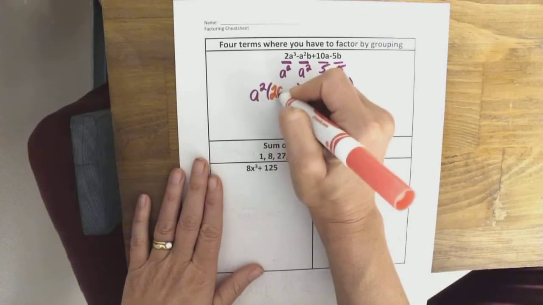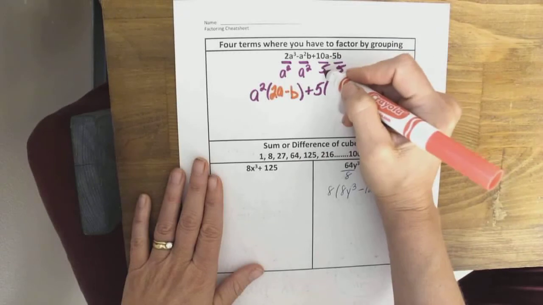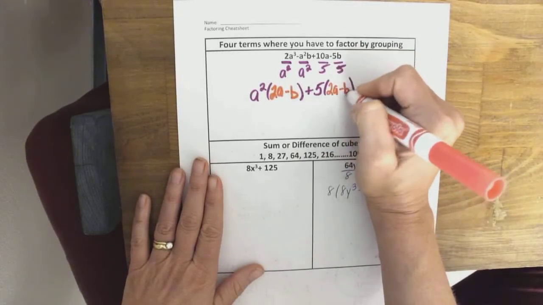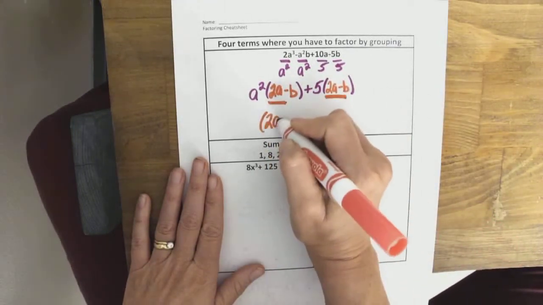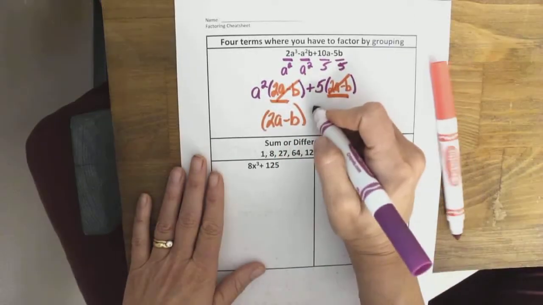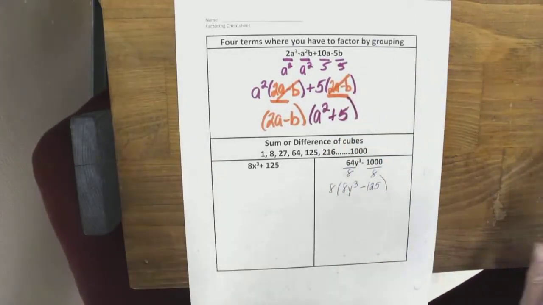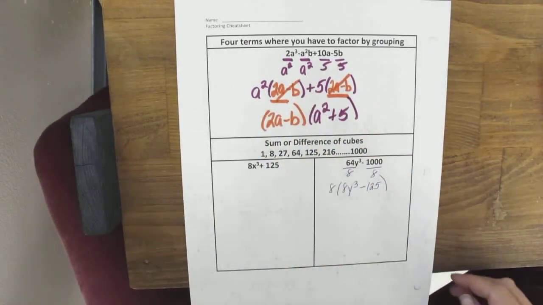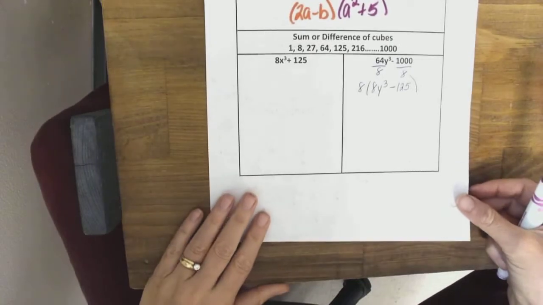I'm hoping what's left is the exact same thing. So if I divide an a squared into both of those, I'll get a 2a. If I divide an a squared into both of those, I'll get a minus b. If I divide a 5 into there, I get 2a. If I divide a 5 into there, I'll get a minus b. These are the same. 2a minus b, I'll pull that out. And what am I left with? A squared plus 5. Not sure if you remember that one, but that is factoring by grouping when there's 4 terms already.